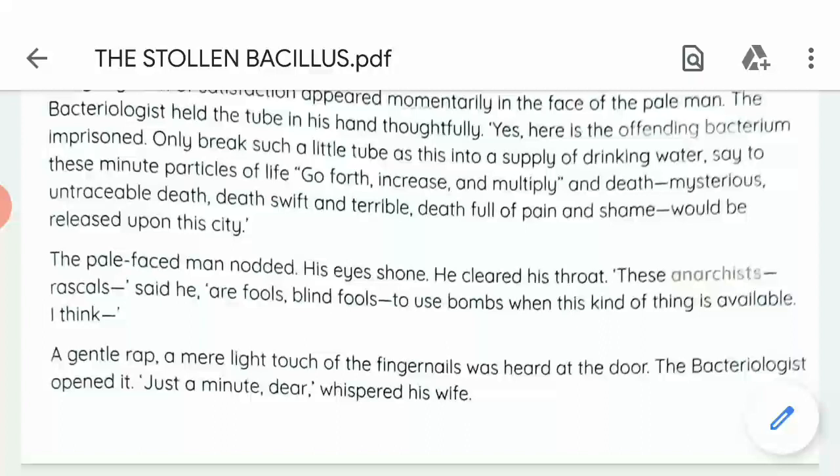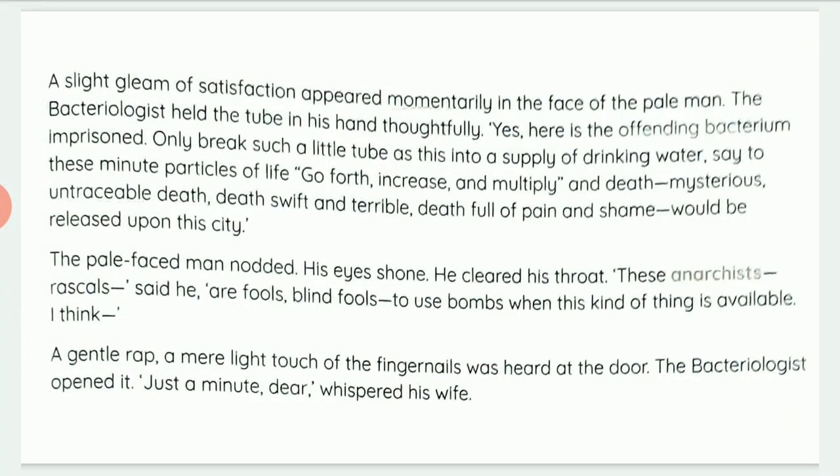A gentle rap, a mere light touch of the fingernails was heard at the door. Rap here means the knock. So there was a knock at the door, and the bacteriologist opened it. It was his wife. Just a minute, dear, whispered his wife. So he was away to attend to his wife, and meanwhile in the laboratory the visitor was all alone. The bacteriologist had been away just for a minute to listen to his wife's call.